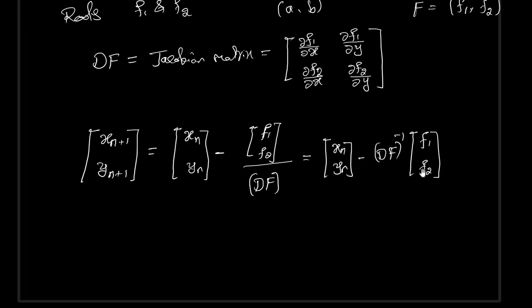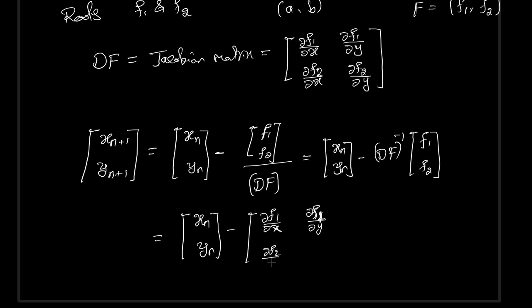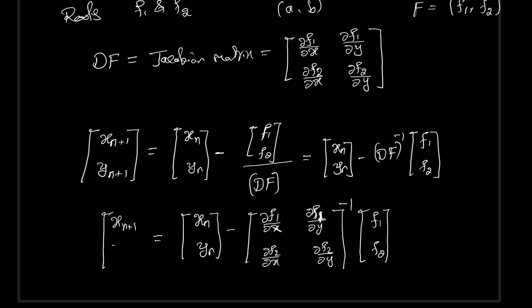Okay, and we know what the derivative is. The derivative is given by that matrix, dou f1 by dou x, dou f1 by dou y, and dou f2 by dou x, dou f2 by dou y, and its inverse multiplied with f1 and f2. Okay, so this is the Newton-Raphson method for the multivariable case. Alright, so for the multivariable case, this is the Newton-Raphson method.